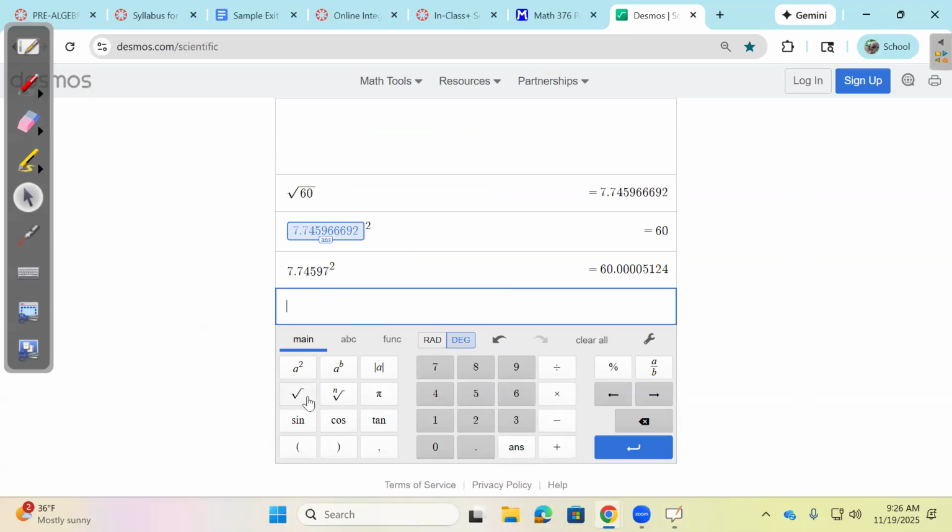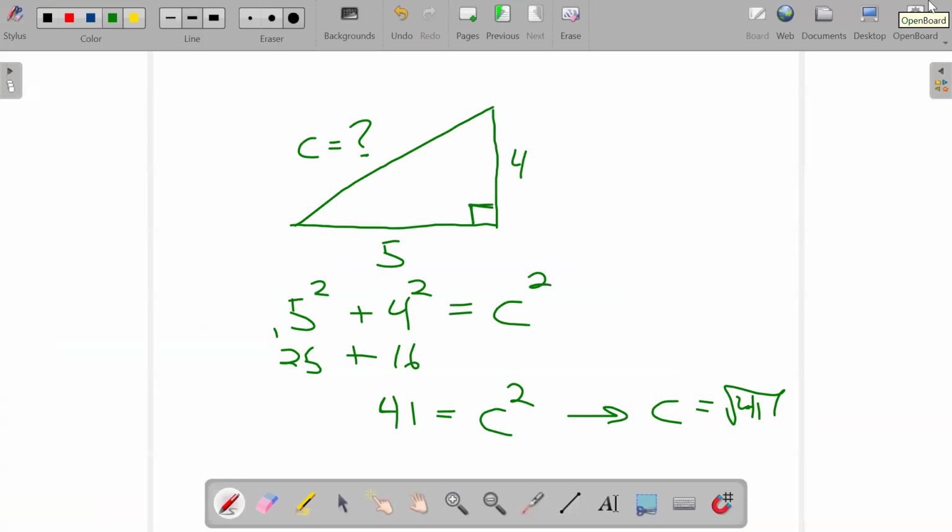So choose the square root button on your calculator, then type the number you want the square root of. And so this says it's about 6.4. I'm just going to go to 1 decimal place. Even if I went to 2 decimal places, it's still 6.4. So that missing side is about 6.4.